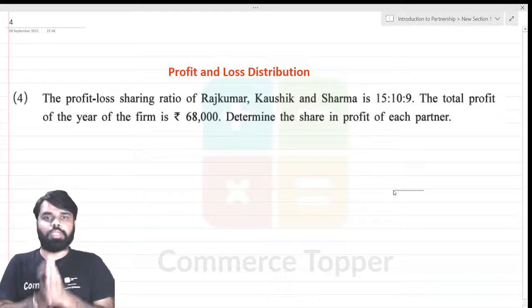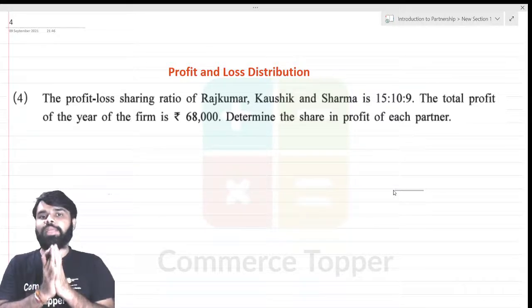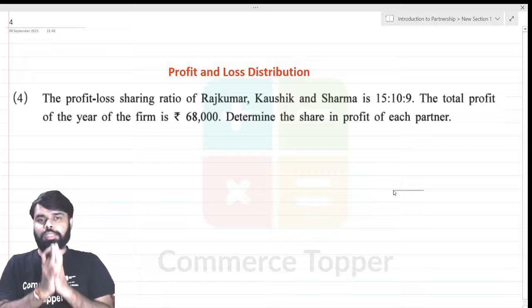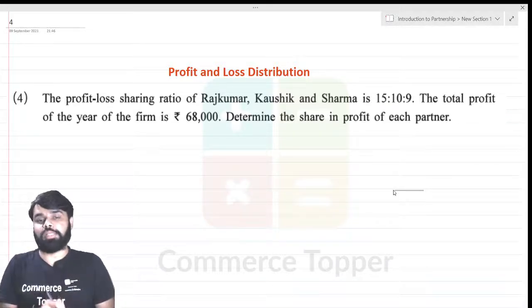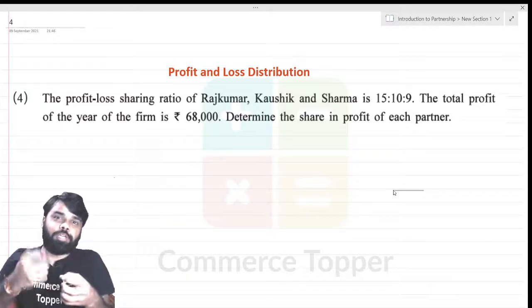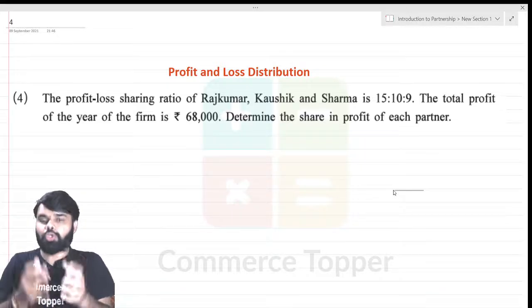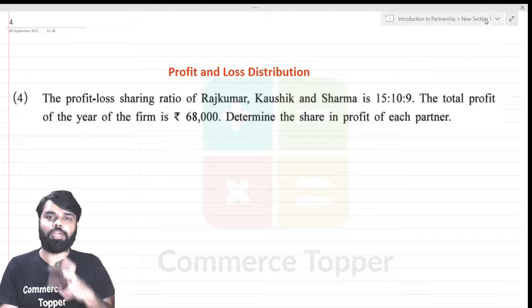Today we are going to learn chapter number 1, that is Introduction to Partnership. There are mainly 11 small questions in this particular chapter. Now the problem connected with this chapter is that all the questions have slightly different methods. So for your convenience, I have divided the whole chapter into some different segments.